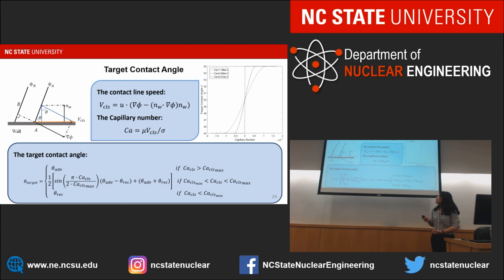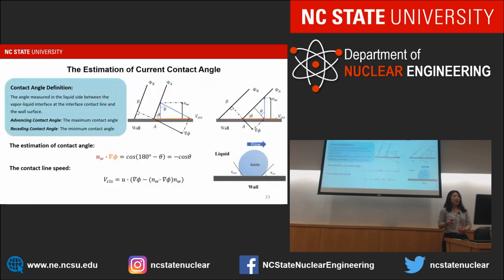And the next thing is the target contact angle. The target contact angle we talk about here is not only related to the solid surface and the liquid and vapor properties. It's also related to the velocity of the interface. Because when the bubble is moving along the walls, we could see the contact angle here. The contact angle at each location at the contact line is different.